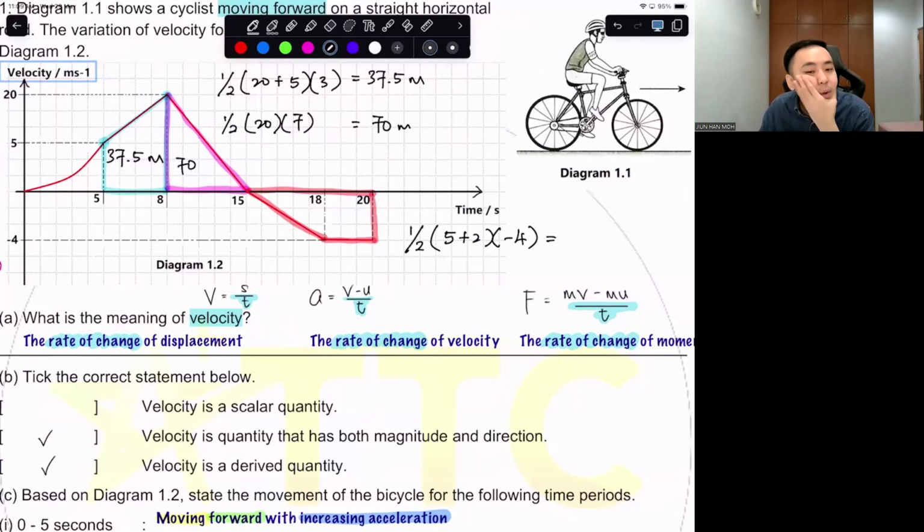okay, they are going backwards. So that's why 5 plus 2 multiply 4 divide by 2. Did you get negative 14 here? 7 times 4 divided by 2, 14, right? So here it's 14 meter, but you know you are going backwards because of the negative.